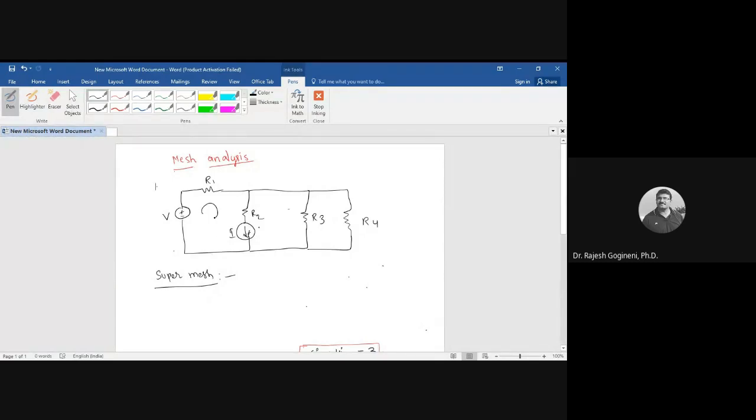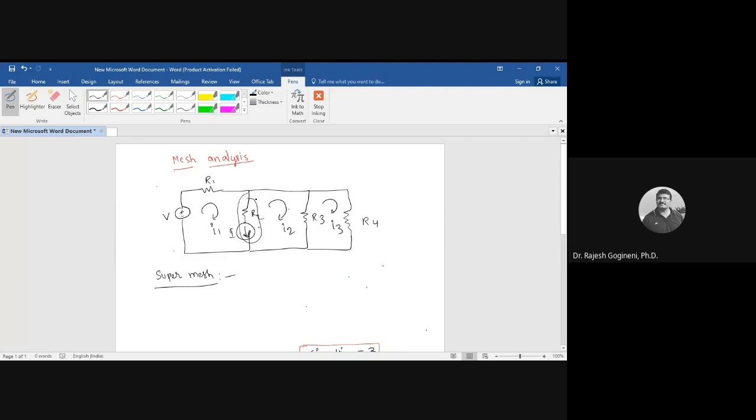See, this is one. Let us say I1 is the current in the first mesh, I2 in the second, I3 in the third. Since there is a current source, we will neglect this branch, and meshes 1 and 2 together are known as a super mesh. Wherever the current source is present on the boundary, we neglect that branch and combine the two meshes which have the current source in their boundary. This is known as a super mesh.